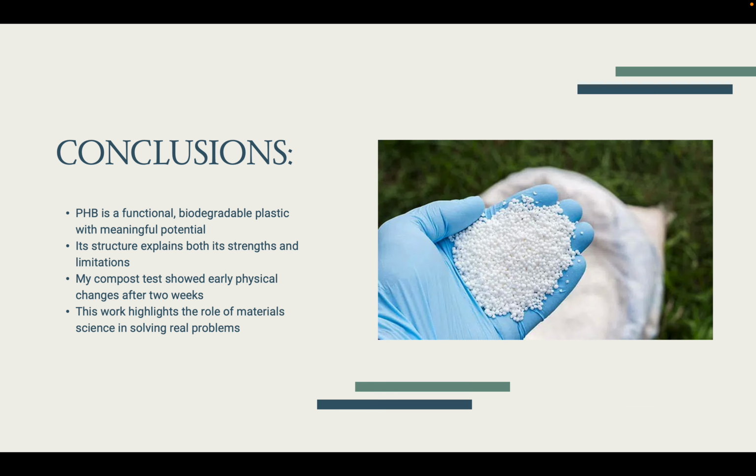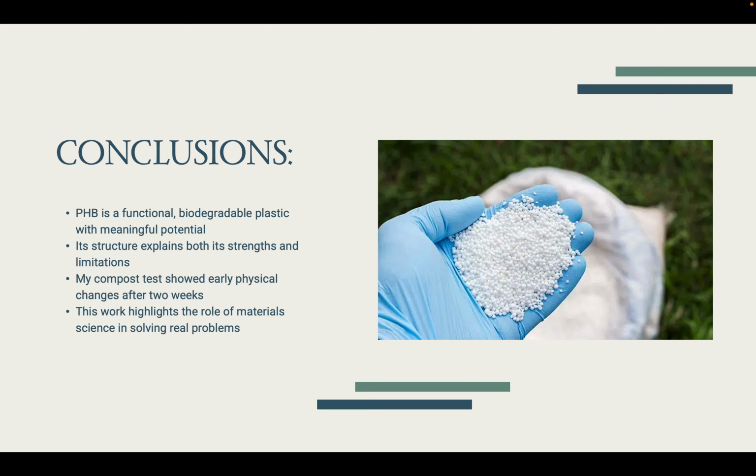To conclude, PHB is more than just a biodegradable plastic. It is a functional material with real potential in multiple industries. Its structure is what makes it unique. The ester bonds and short side chains give it strength and crystallinity, but also allow it to break down naturally under the right conditions. In my experiment, I observed that after 2 weeks in compost, the straw became noticeably more brittle, and this physical change supports the idea that degradation is already happening.